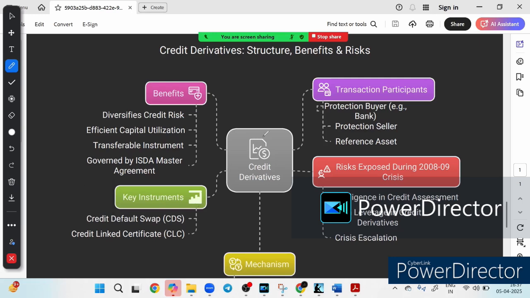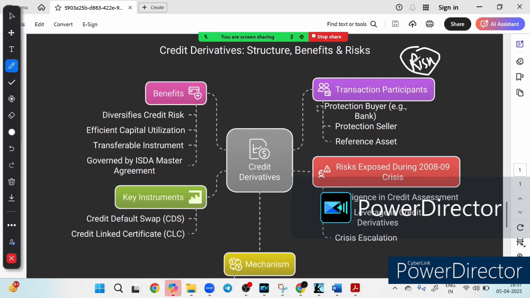See, credit derivatives are like financial contracts that help institutions transfer credit risk from one entity to another without selling the underlying asset. We don't need to sell the underlying asset, but we are transferring credit risk from one entity to the other. That is the definition of a credit derivative. Again I am repeating, you are not selling the asset, but rather you are transferring risk from one entity to the other.